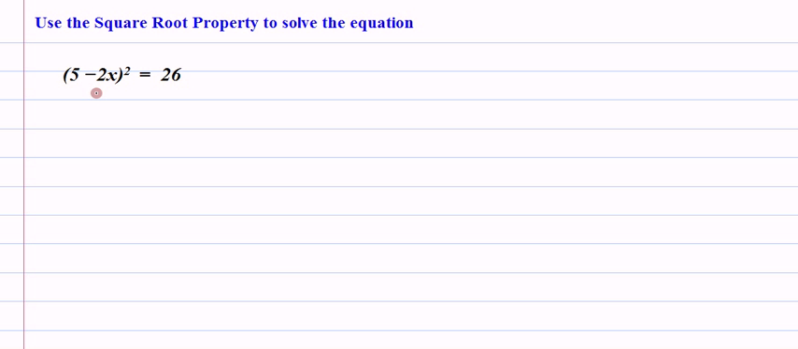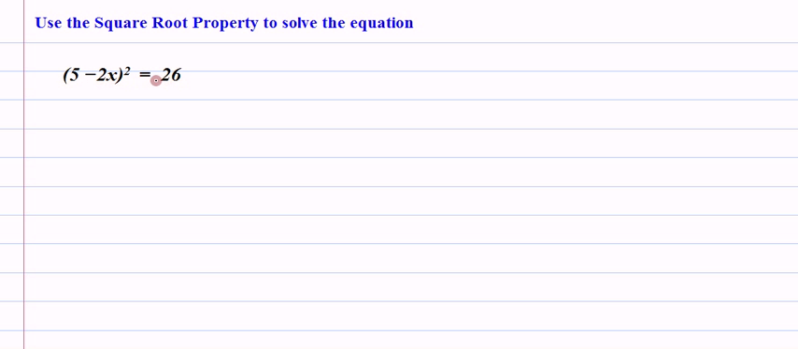It says to use the square root property to solve the equation. And this one's a little messier looking than some of the ones we've seen before, but it's still a good candidate for the square root property because what we have is some quantity squared. So everything on the left side is being squared, and you have a constant over here.